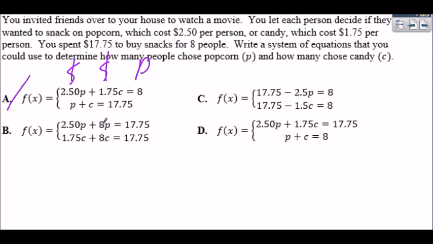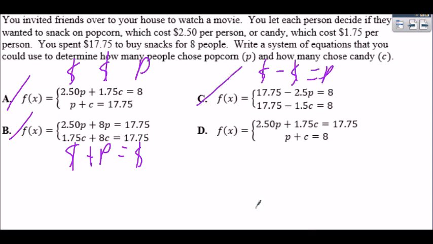This says money, people, money. That doesn't make sense. This says money minus money equals people. That doesn't make sense. This says money plus money is equal to money. People plus people is equal to people.